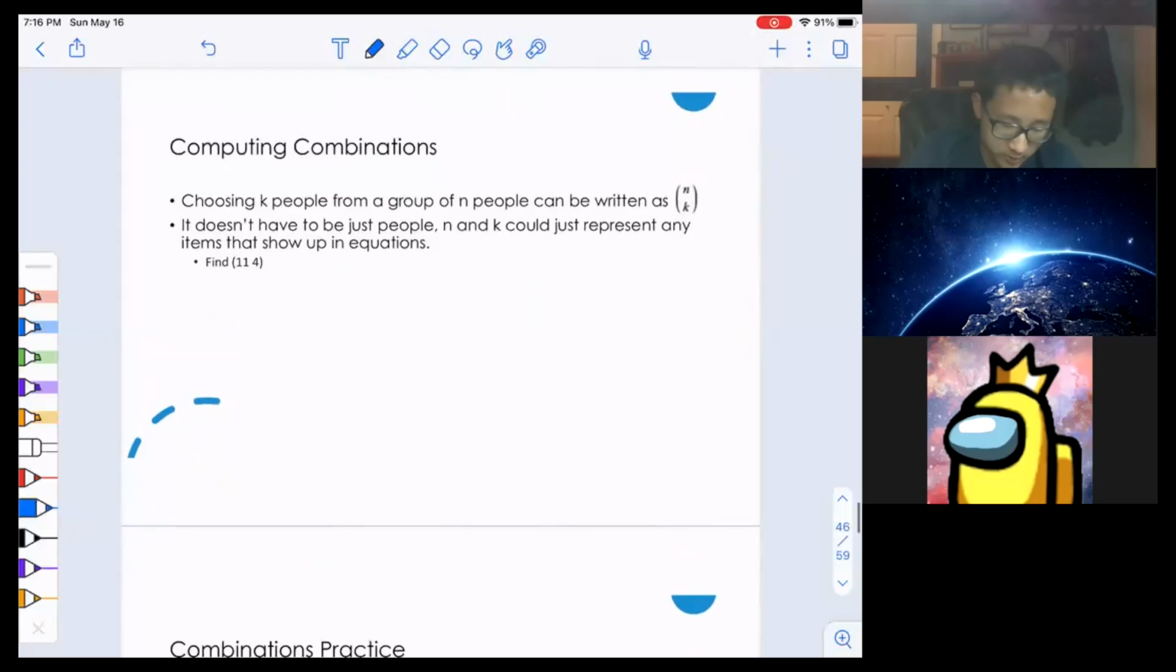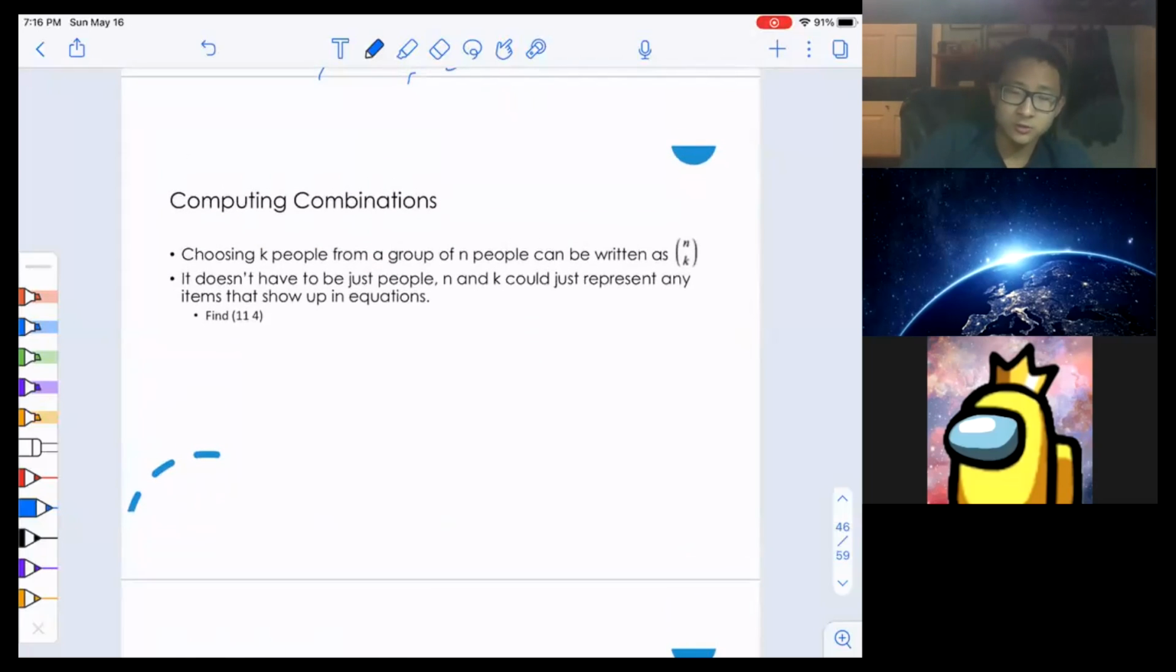Now let's move on. I think I taught you this already, but choosing k people from a group of n people, we can write this as n choose k. It doesn't have to be just people. n and k can also represent any items. Since I didn't know how to format this in the PDF, the problems are all going to show up like this, so I'll just rewrite this the way it's supposed to be. So, 4 from 11. I'll just demonstrate how to do this.